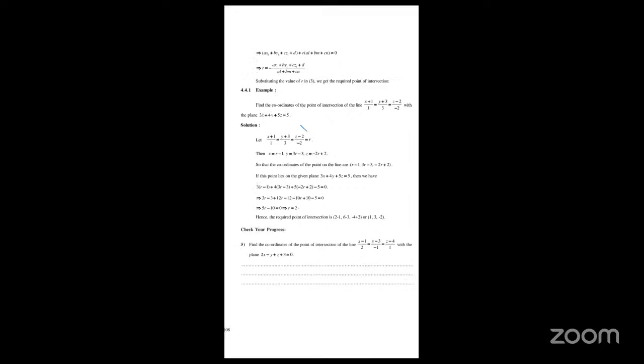So find the coordinates of the point of intersection of the line x plus 1 by 1, y plus 3 by 3, z minus 2 by 2 with the plane 3x plus 4y plus 5z equal to 5. Okay. Now we need the point of intersection. So this is the line L1 and this is the plane pi 1. We need to find the point.